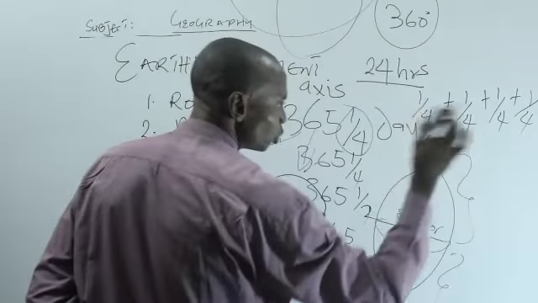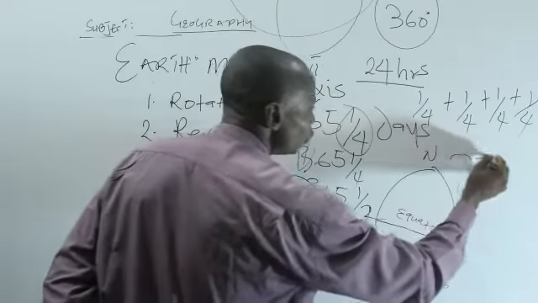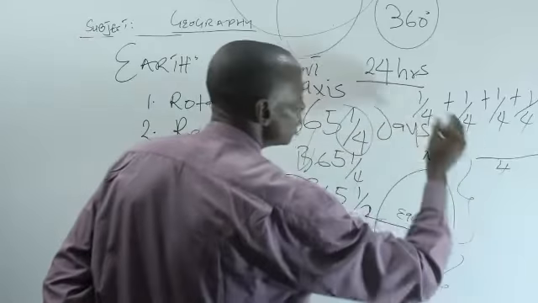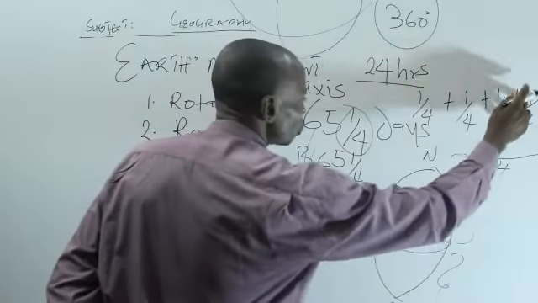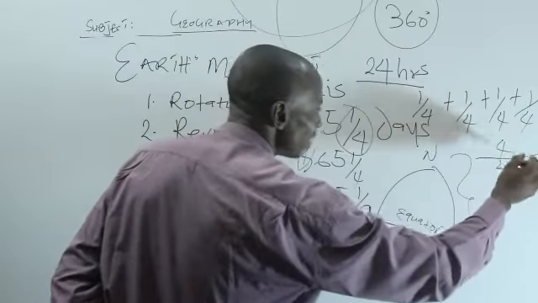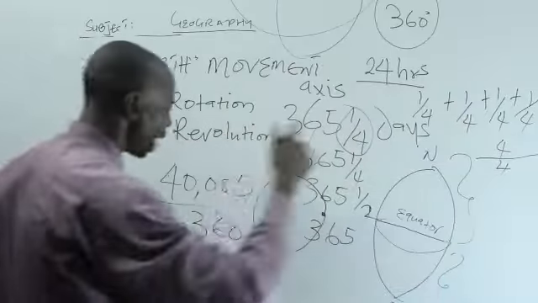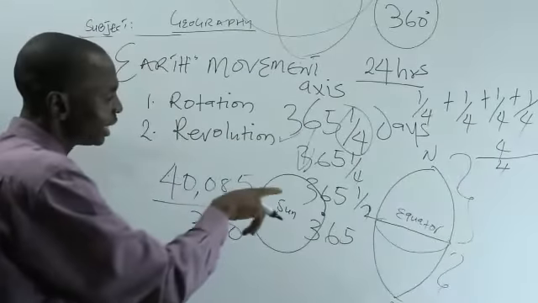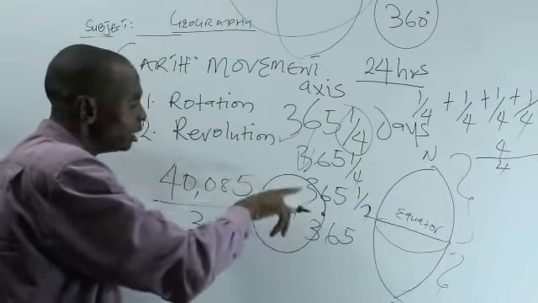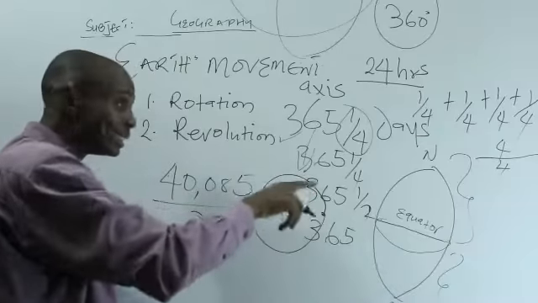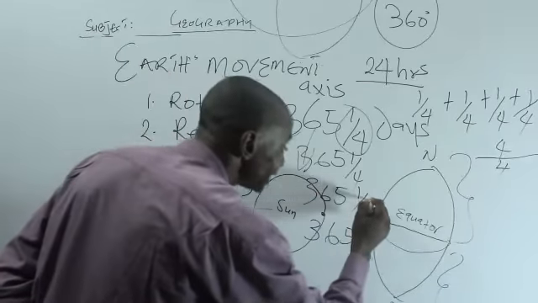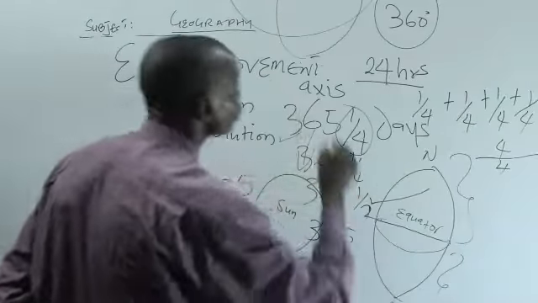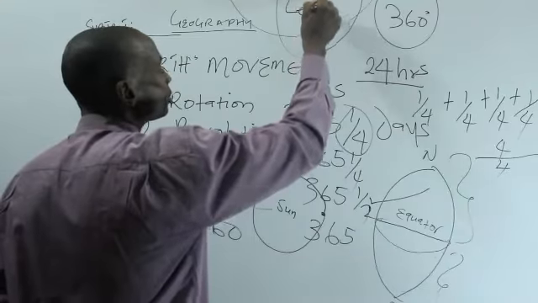Now, your simple arithmetic will tell you, what do you do? You find the LCM, which is 4. 1 plus 1 plus 1 plus 1, which is 4. 4 divided by 4 is what? 1. Then you add it to the fourth year. Instead of 365, it becomes what? 366 days. That fourth year is what we call leap year.